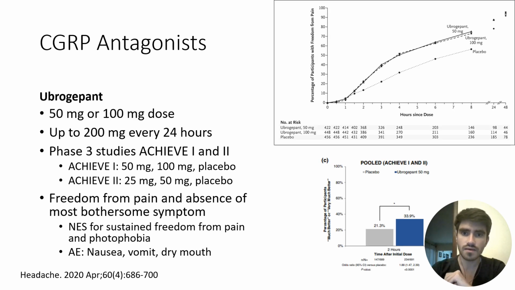For ubrogepant, thanks to the Achieve 1 and 2 studies, we now know that Ubrelvy works best using the 50 or 100 milligram dose. However, in total, 200 milligrams can be taken every 24 hours. They have proven that this medication helped achieve sustained freedom from pain and helped relieve pain after a 2-hour period. The most common side effects were nausea, vomiting, and dry mouth.